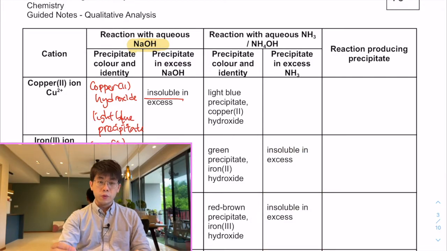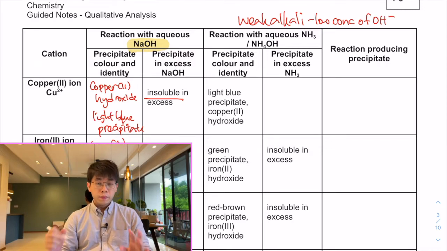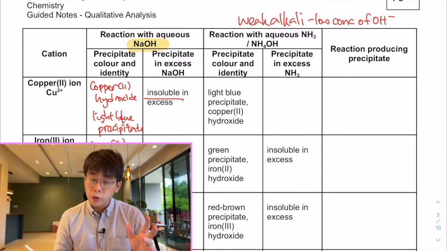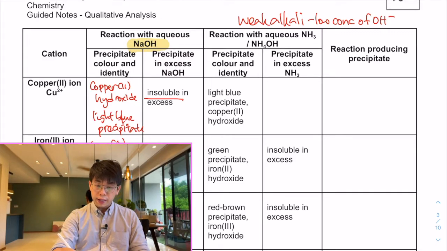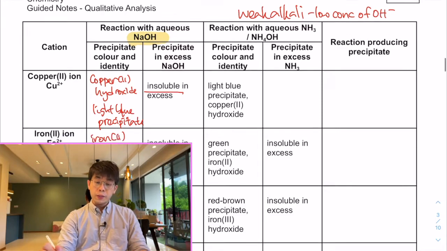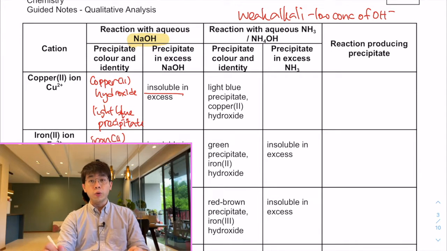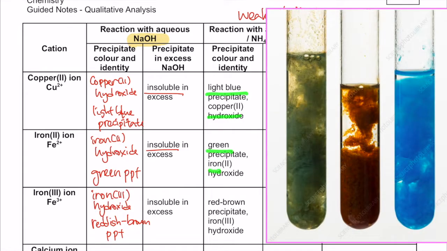Now, aqueous ammonia is a weak alkali. So aqueous ammonia has a low concentration of OH minus ions. And because it has a low concentration of OH minus ions, when you have excess NH3, the reaction is slightly different. So the precipitate is still the same because we are reacting with the OH minus ions. So we still have our light blue copper 2 hydroxide, green iron 2 hydroxide, and red brown iron 3 hydroxide.